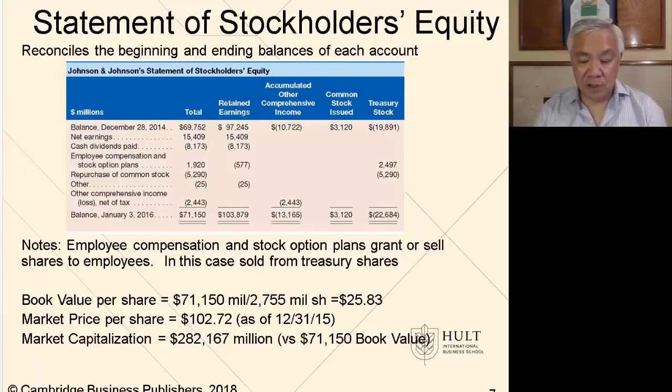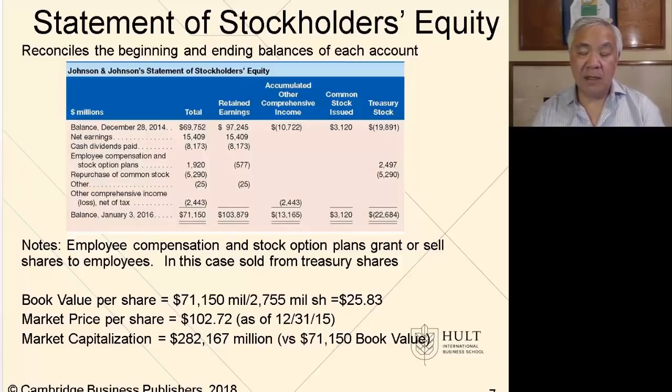In this particular case for J&J, we have 2014 December going to January 2016. Notice that even though the increment looks like 2 years, it is just a little over 1 year movement. We have the balances for retained earnings, AOCI, common stock, and treasury. And it simply explains all the things that happen during the year to these 4 accounts.